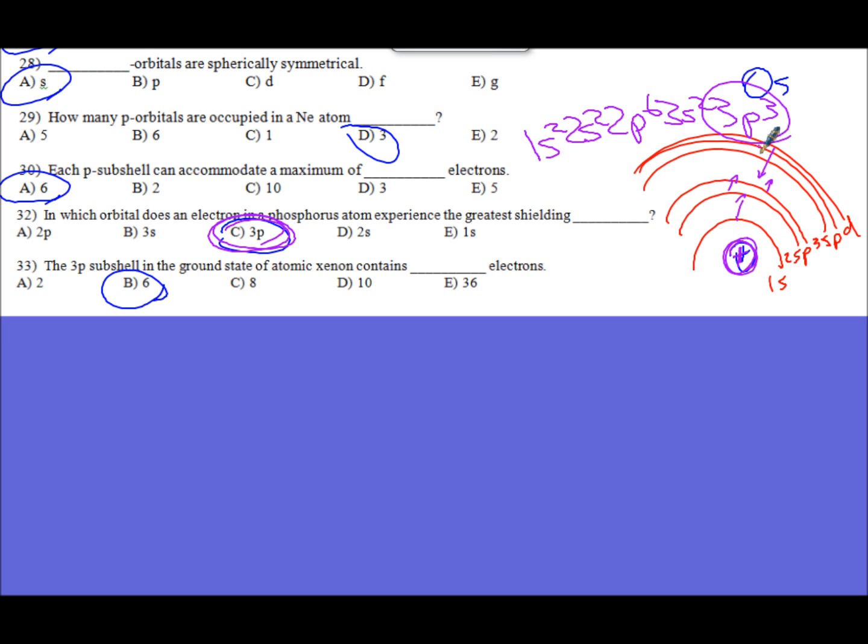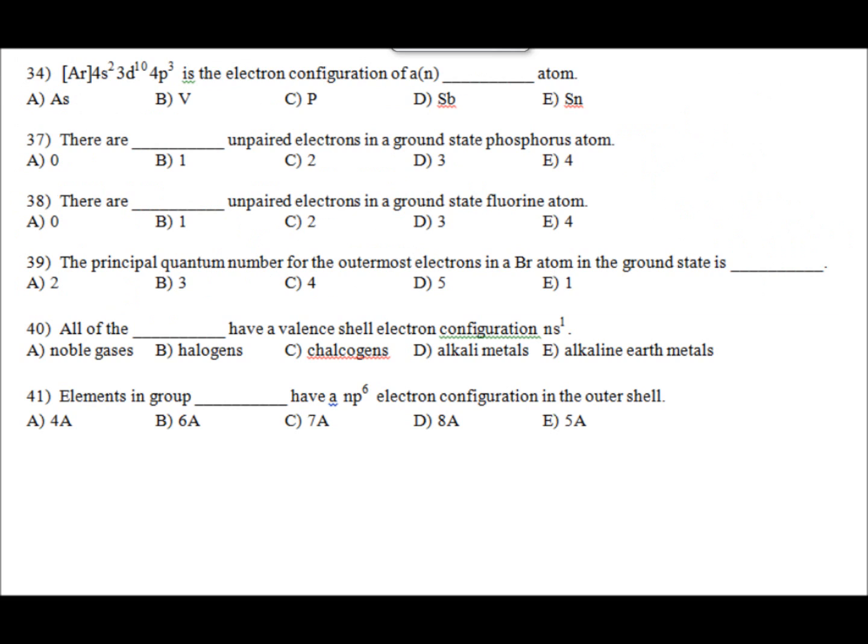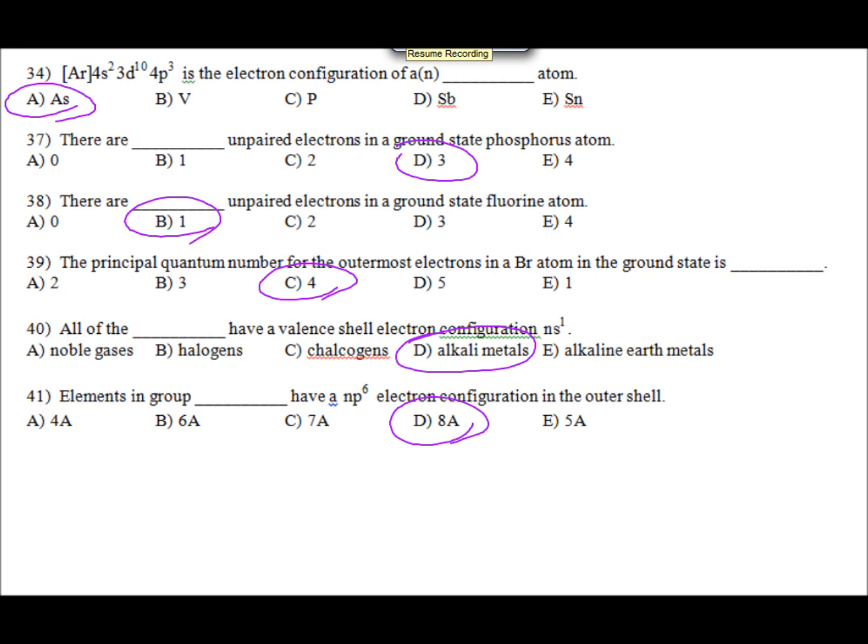And 33, the 3p contains 6 electrons for xenon. Not too exciting there. All right, nothing too big here. 34, that's the noble gas configuration for an element, using a noble gas to represent all the core electrons. And then we have these guys. So if you go 4s2, 4p3, that's going to be arsenic.